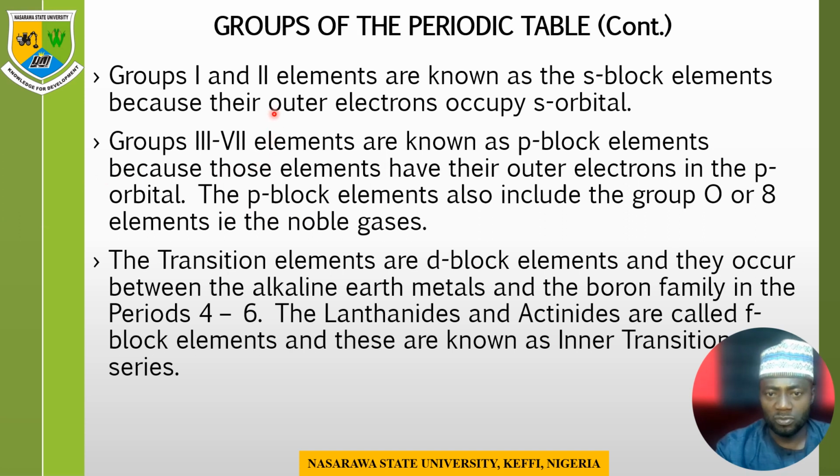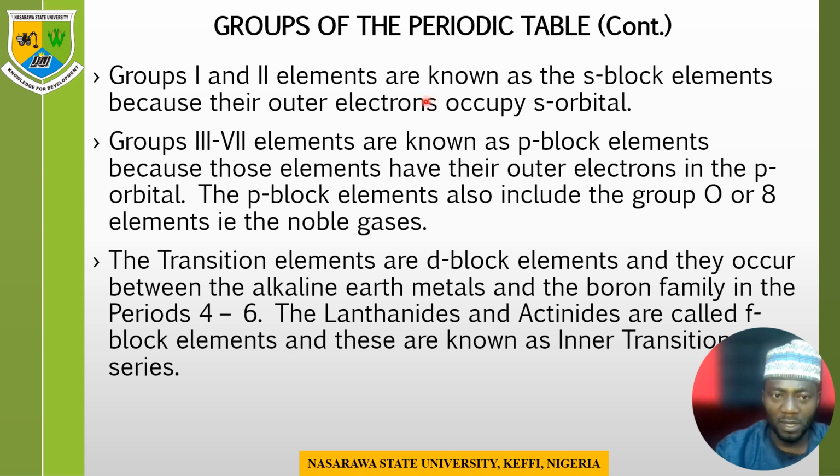Now, group 1 and group 2 elements are known as s-block elements. Remember, the periodic table is categorized into blocks. We have the s block at the left hand side, and the p block at the right hand side. The middle, the center, contains the d block elements. Then down below the table there are 2 other rows which constitute the f block elements. Elements are placed in a particular block because they contain outer electrons occupying a particular orbital.